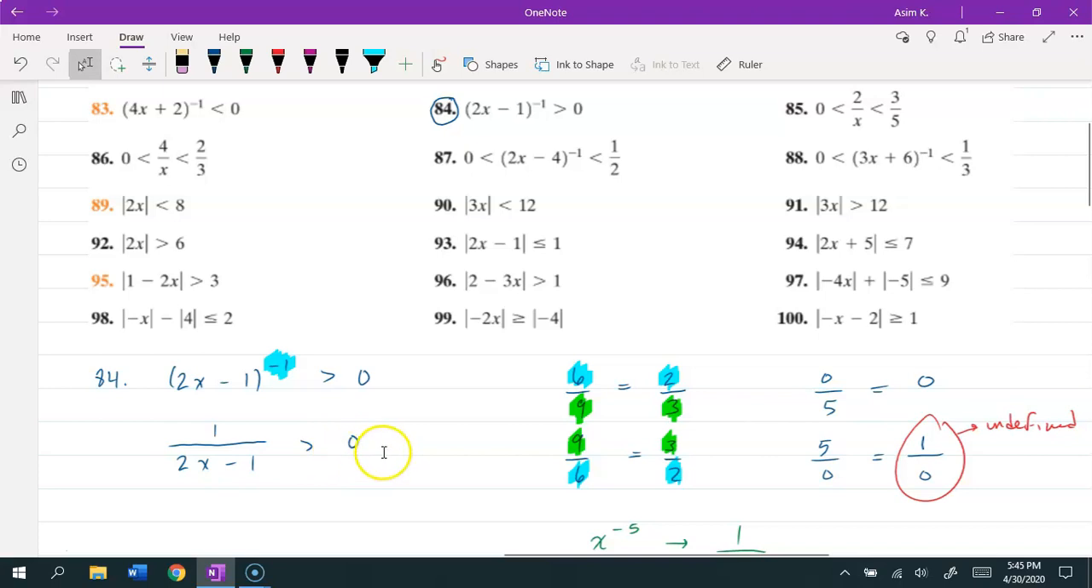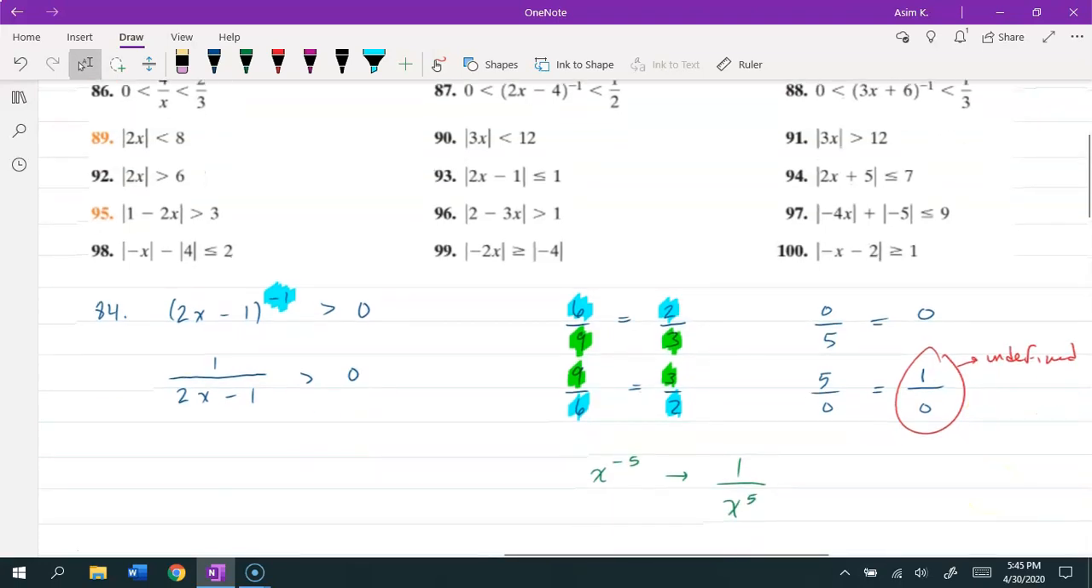Because if we were to do that, then the right side would become undefined because of what I just explained to you on this side, right? So we need to have a different technique to work with this, right? And the question is, what does it mean when you say greater than 0? What does that even stand for?